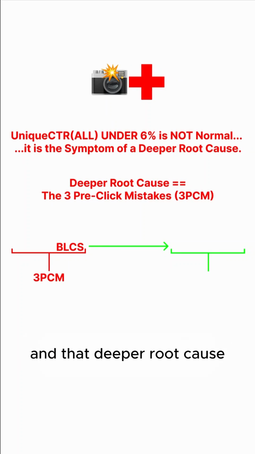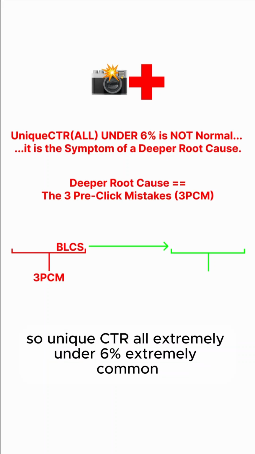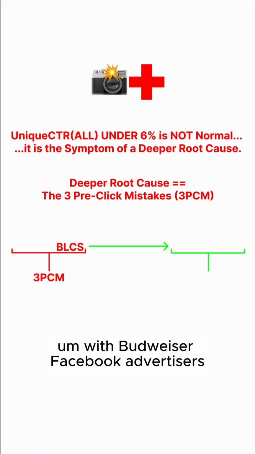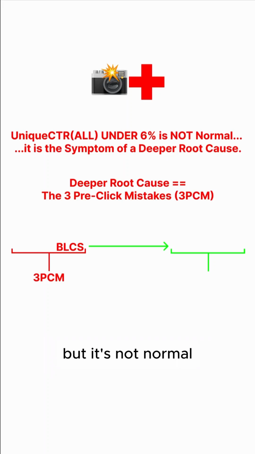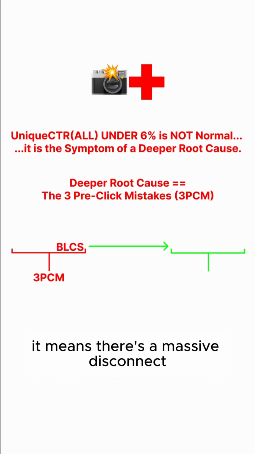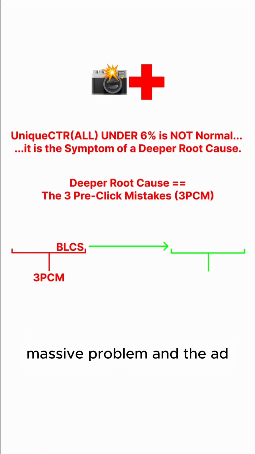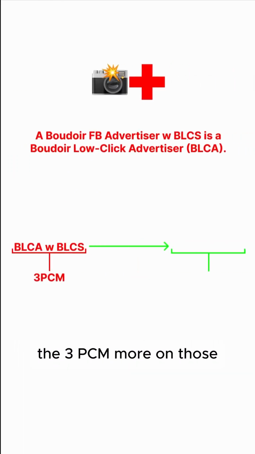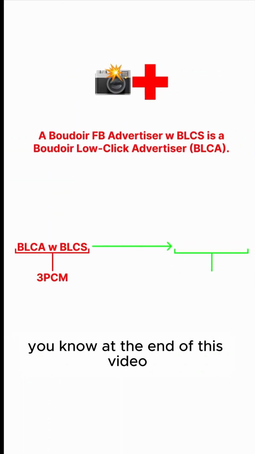And that deeper root cause are the 3 pre-click mistakes. So unique CTR all extremely under 6%, extremely common. It's the most common thing I see with Boudoir Facebook advertisers. But it's not normal. It means there's a massive disconnect, massive problem in the ad. And the deeper root cause are the 3 pre-click mistakes, the 3 PCM. More on those at the end of this video.